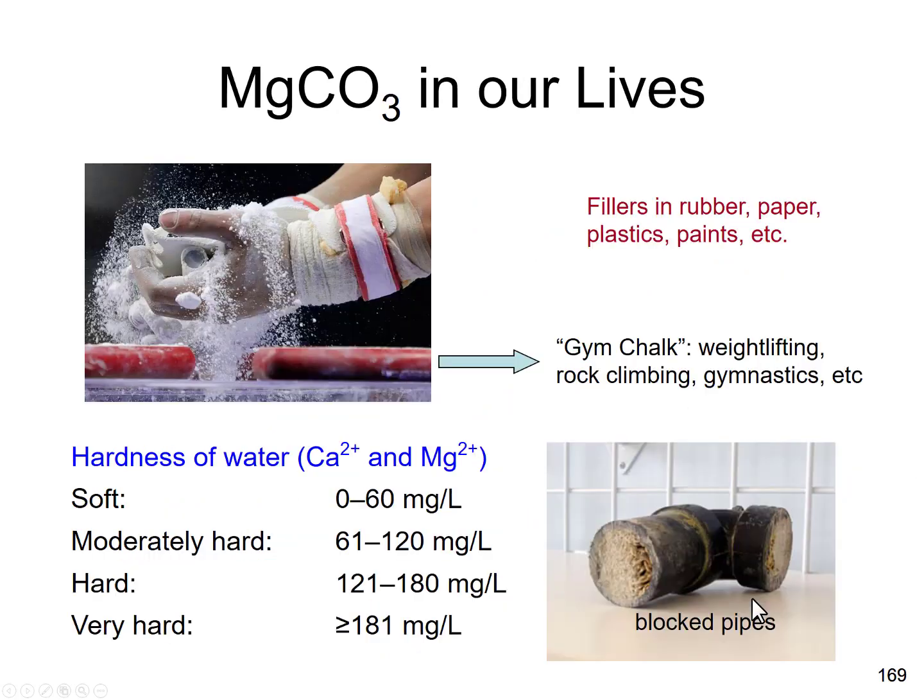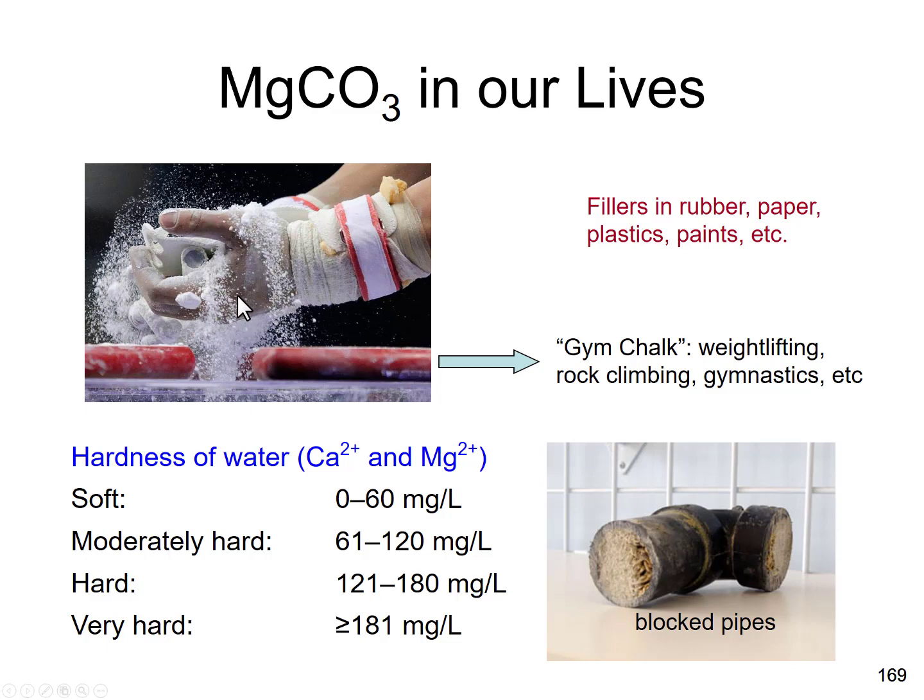Of course, magnesium hydroxide can also be formed by treating magnesium salt solutions with a base. Now, we encounter magnesium carbonate often in our lives. It is used as a filler in rubber, paper, plastic, paints, etc. And here you can see gym chalk, which is used in rock climbing, weightlifting, and gymnastics. This is the white powder that people put on their hands to prevent too much moisture from sweating.